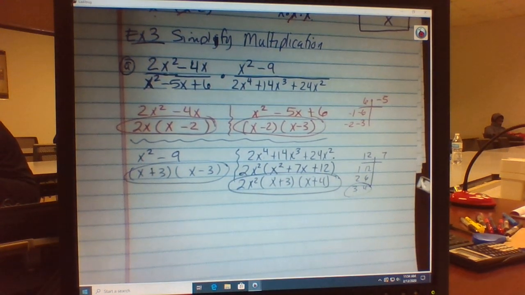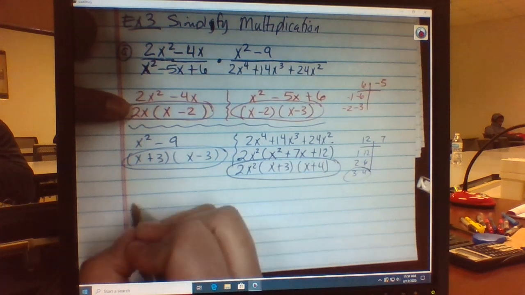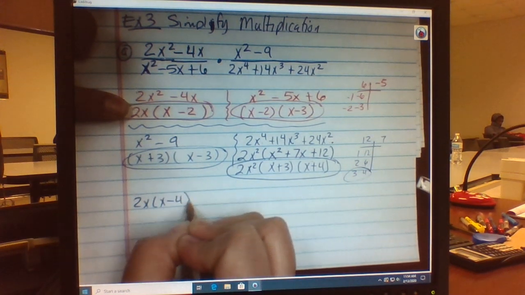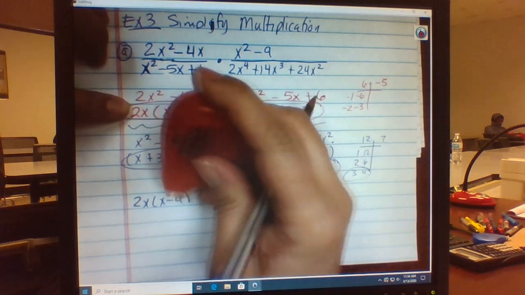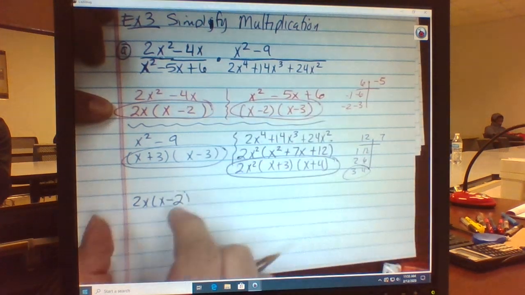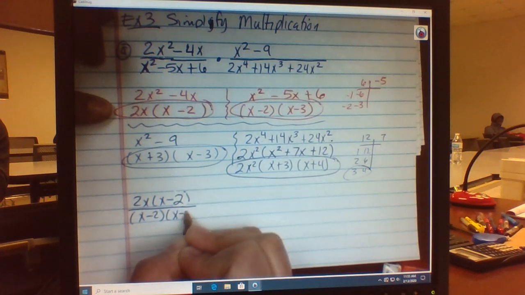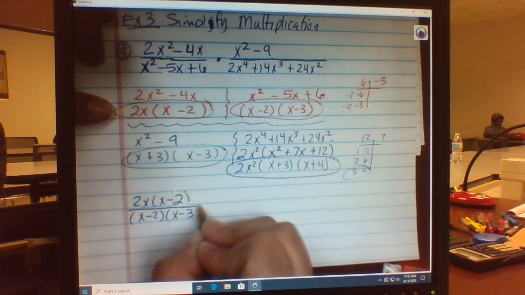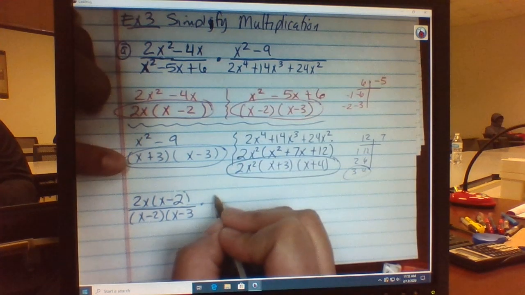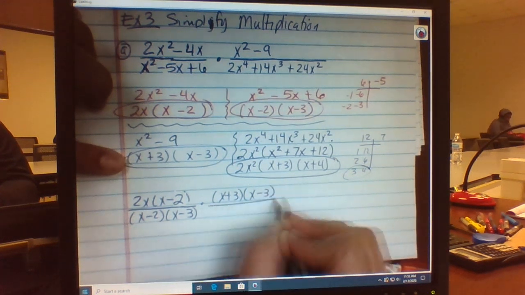So this problem gave me the job of doing the factoring of 4 different things. So let's put them where they belong. This one is 2x, x minus 4, just kidding, x minus 2. This one goes in the bottom. X minus 2, x minus 3. This goes on top, x plus 3, x minus 3, and this goes in the bottom.